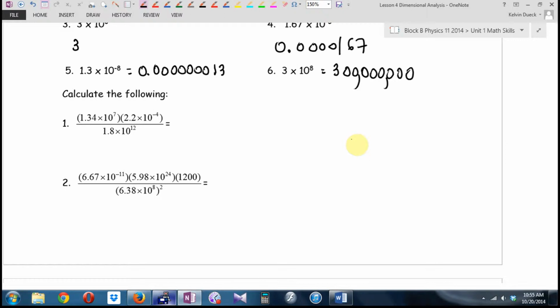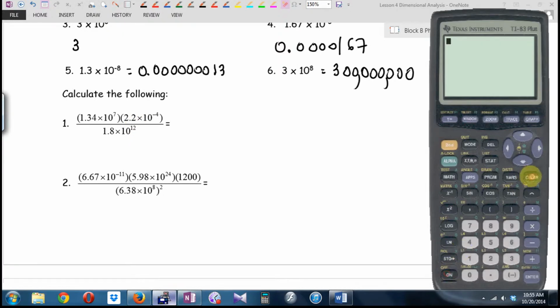Now, when I handwrite, look up. Showing multiplication when you handwrite, brackets work great. They don't work so good on my calculator. Put your pencils down, look up. See, one way for me to type example 1 would be like this. Bracket 1.34, scientific notation button 7, close bracket, open bracket, 2.2, scientific notation button -4, divided by bracket 1.8, scientific notation button 12. That's one way.